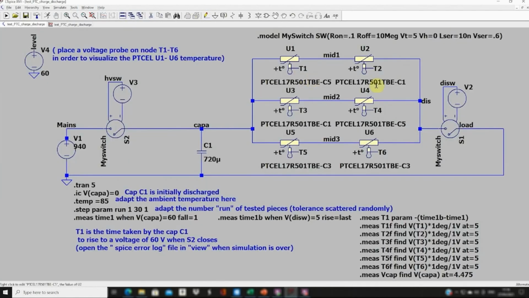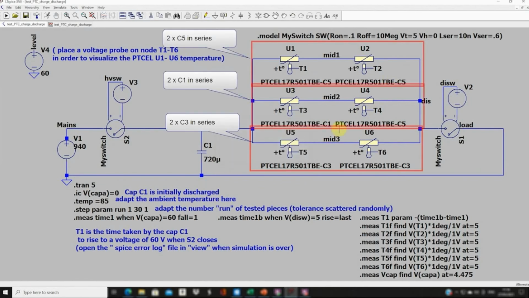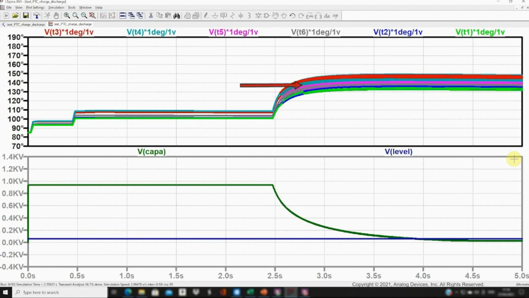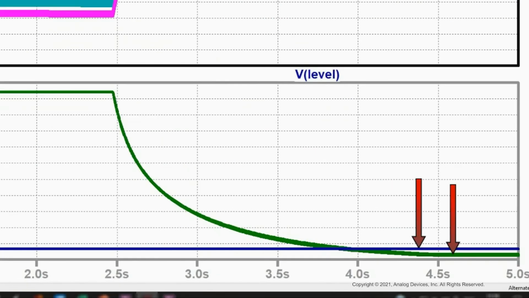As a last manipulation, we are going to re-equilibrate the different parallel arms by including in each arm components of the same class. Thus now we have similar components in each arm, and let's see what happens. The spread of the PTC temperature at final stage is back to low, and the capacitor is now discharged within the admitted limits of time and amplitude.